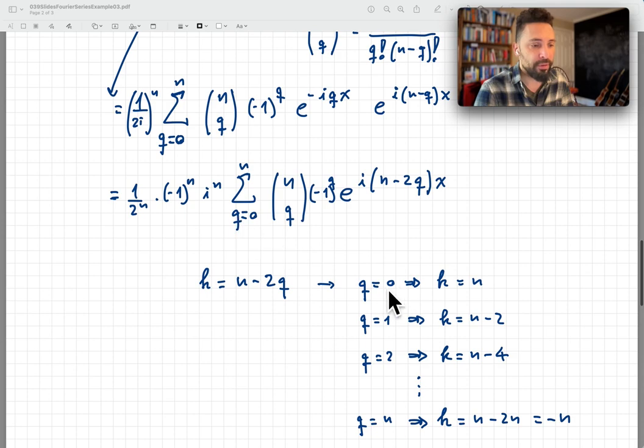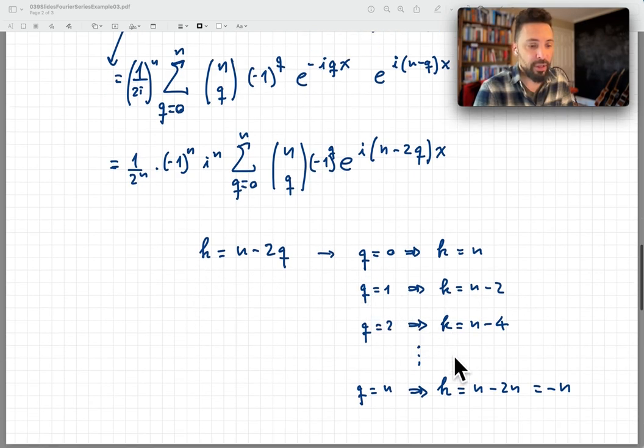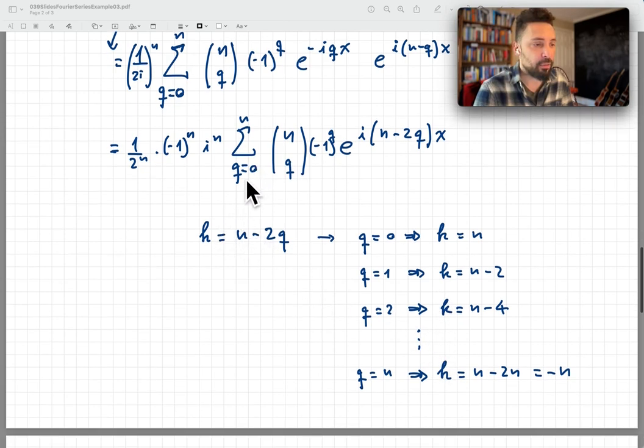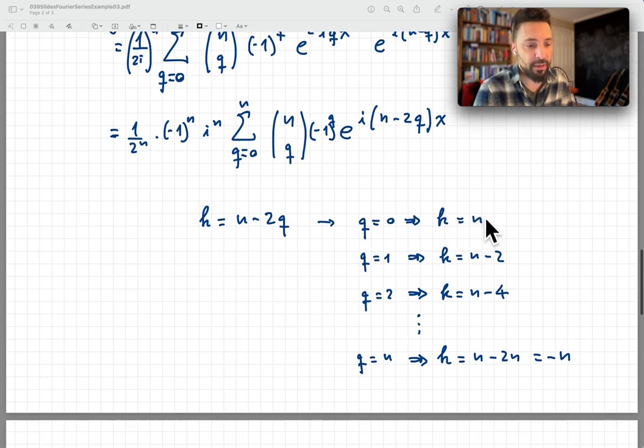Well, for q equals 0, k must be equal to n, because if q is 0, this is just n. For q equals 1, k is n minus 2. For q equals 2, k is n minus 4, and so on and so forth. And when q equals n, the maximum value you can take, k is n minus 2n, that's to say, k is minus n. So it's a sum that goes from minus n to n, and that skips every other value.